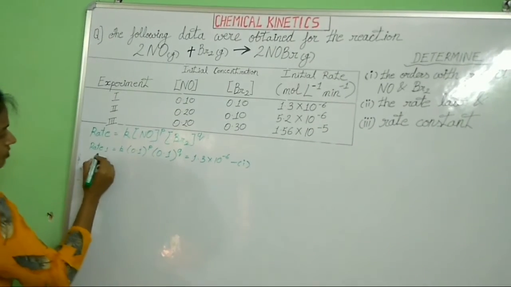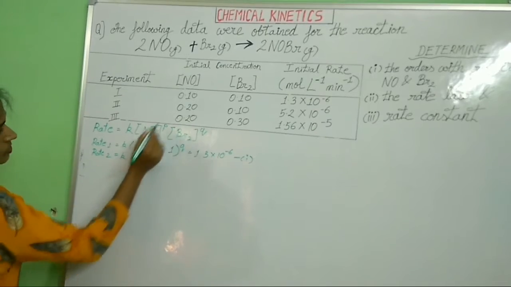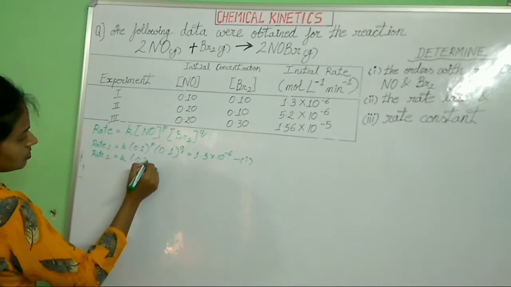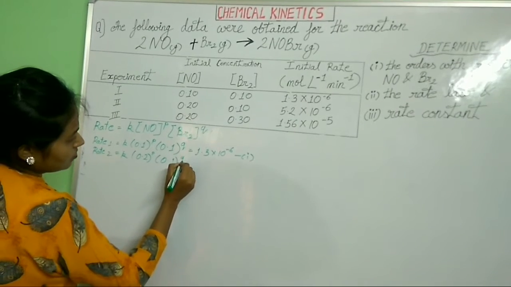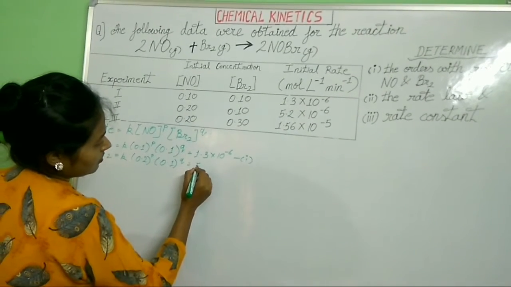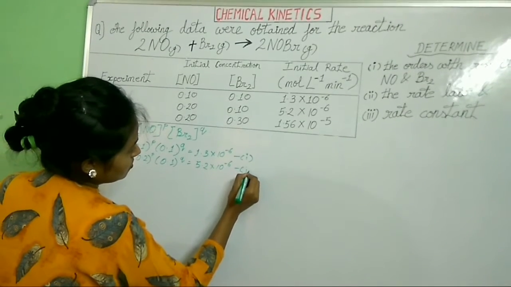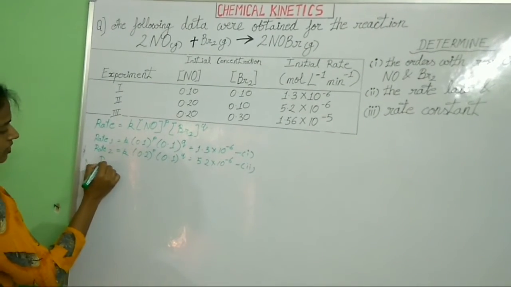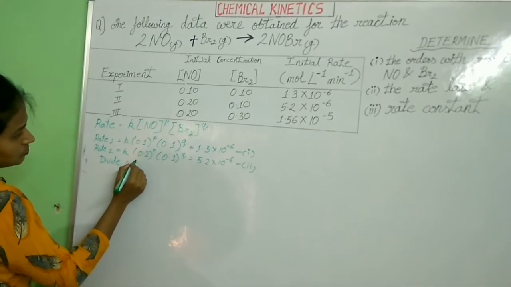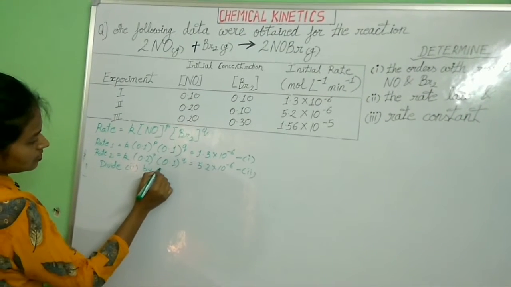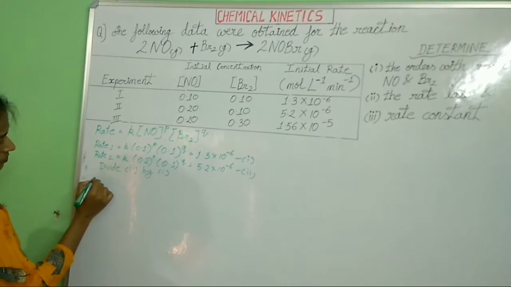Now what is the rate 2? Rate 2 is K[0.2]^P[0.1]^Q. What is the rate given here? 5.2 into 10 to the power minus 6. Let it be equation 2. So now divide equation 2 by 1.